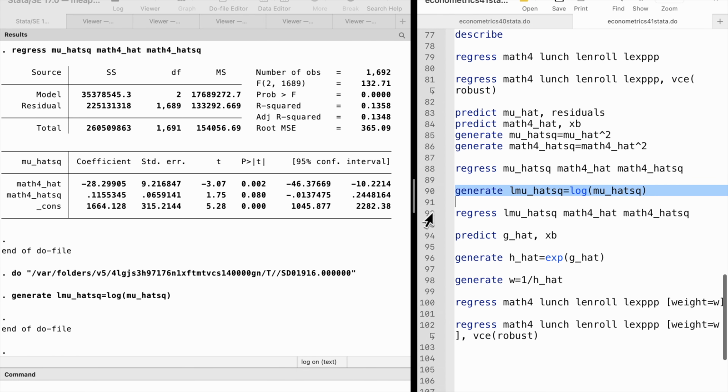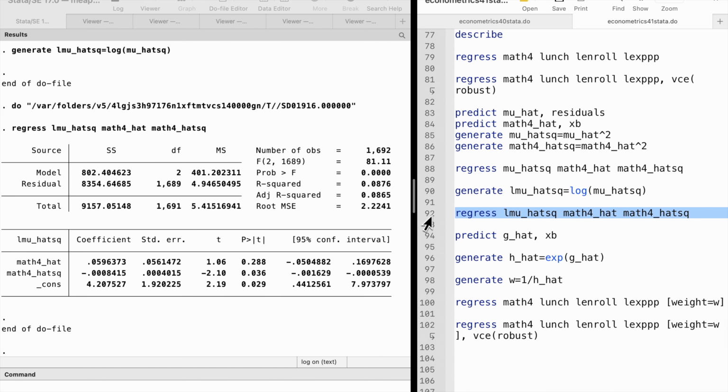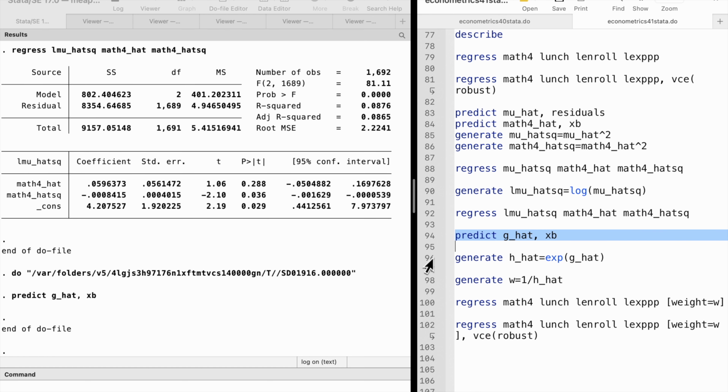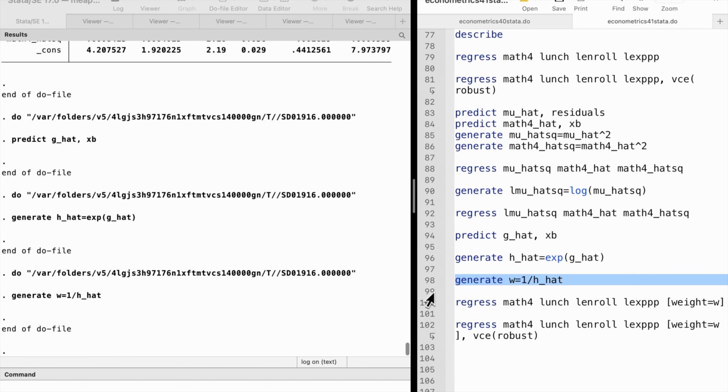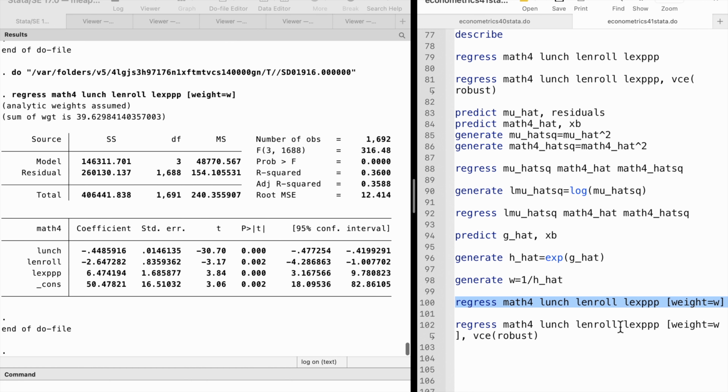In Part 3, we follow the procedure of feasible GLS to correct for heteroskedasticity. We obtain the g hat as the fit values from the regression of log squared u hat on math4 hat and squared math4 hat. Then we generate the h hat by exponentiating the g hat. The weights will be 1 over h hat. We estimate the model by weighted least squares using the weights. The estimated equation is as follows.